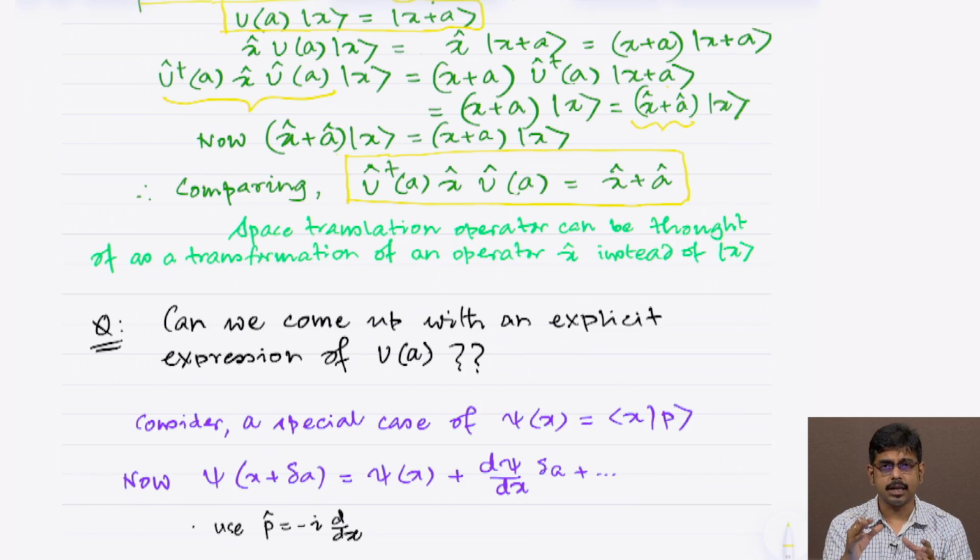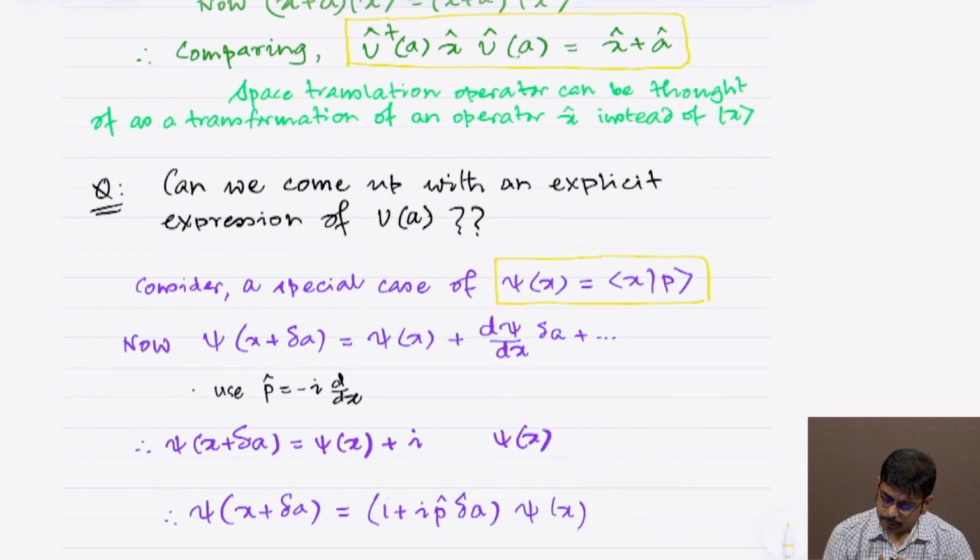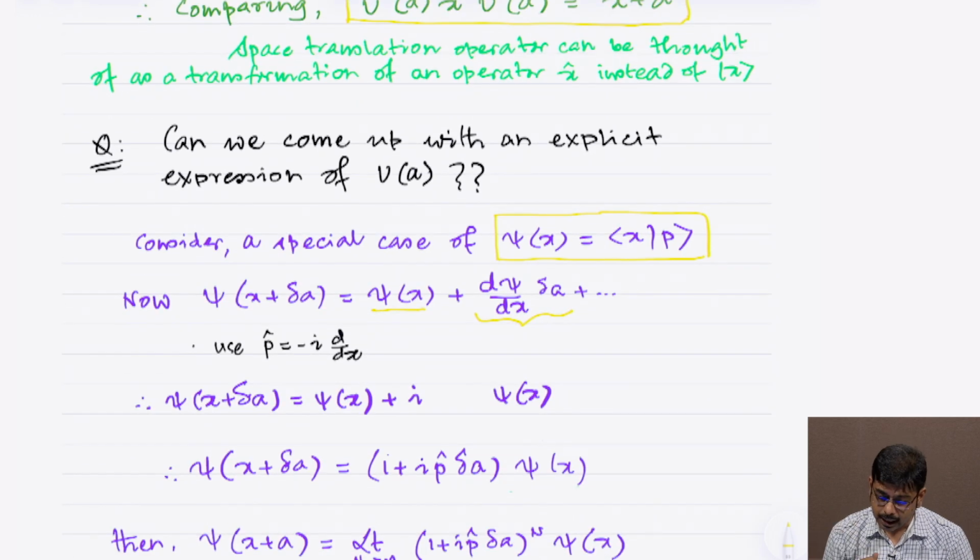So, let us consider a special case of psi(x), where psi(x) has to be a number. So, therefore, I define this to be <x|p>, the inner product of x and p. Now, what will happen to psi(x + δa)? I can Taylor expand this, and this will be essentially psi(x) + (∂psi/∂x) δa, and then there are higher order terms which I for the time being ignore.